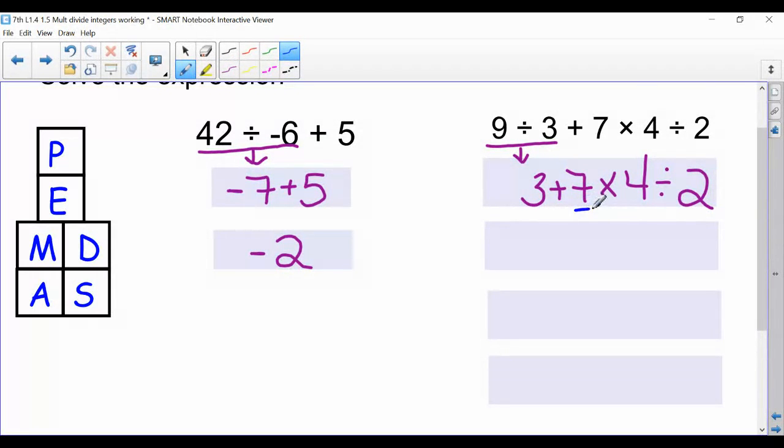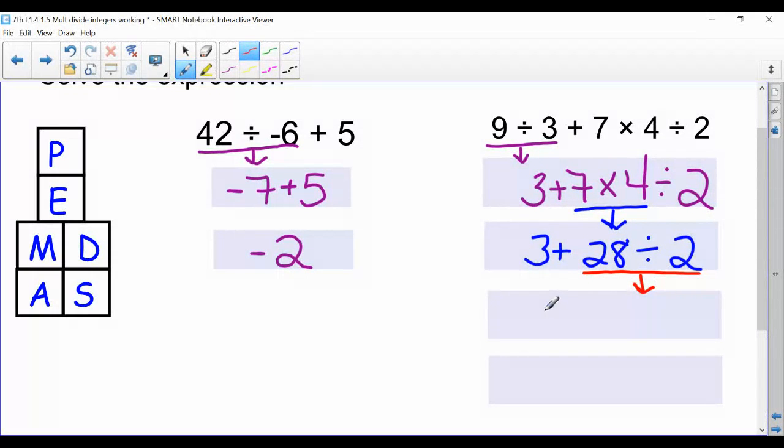The first thing we see left to right is 7 times 4. So we bring down the 3 plus in front. 7 times 4 is 28. And bring down divided by 2. We look at our order again. There's no parentheses, no exponents. There's still multiplication or division in here, and we have 28 divided by 2. So bring down the 3 plus. 28 divided by 2 is 14. And our last step, 3 plus 14 is 17.